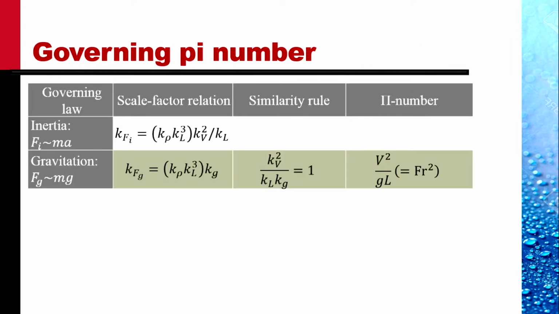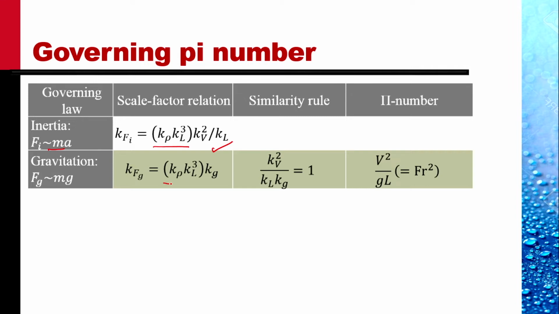So, we identify the forces. Clearly, inertia is an important force, and in this case, the only other force that is dominant is the gravity force. So we use two laws. The inertial law, Fi is like ma, and the gravitational law, that the gravitational force Fg is like mg, where m is the mass. We write the appropriate scale factors relation. Mass scale factor is k rho kl cubed, and acceleration is kv square by kl.